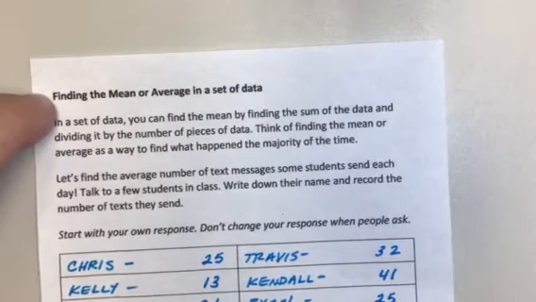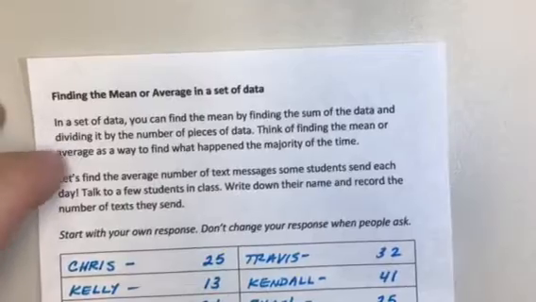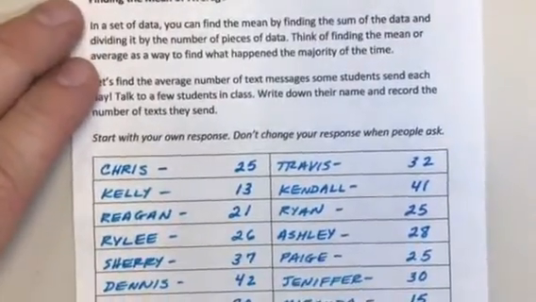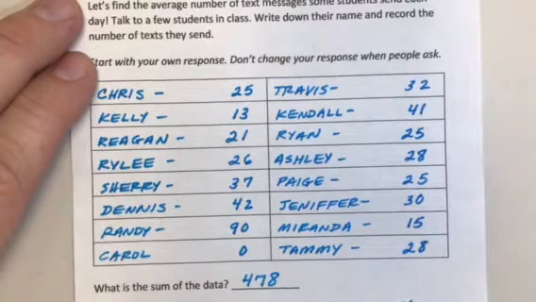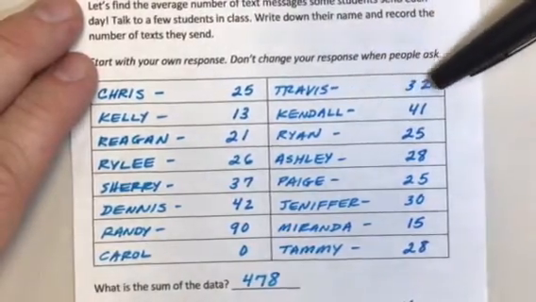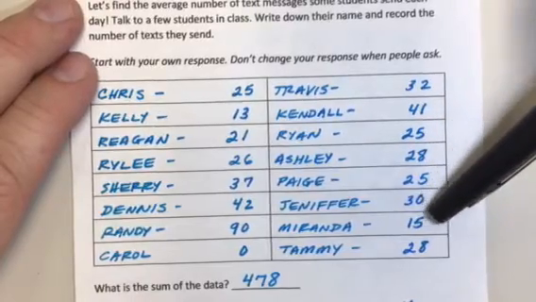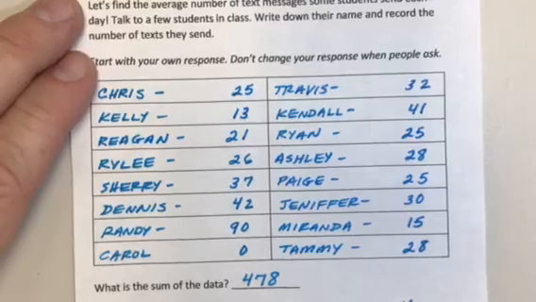I just want to do a quick review about finding the mean or the average in a set of data. Today we collected some data. What we collected was the amount of text messages that students sent per day. So we had students write down the names of other students and how many text messages that they sent per day. And we worked on how to find the average or the mean of that data.